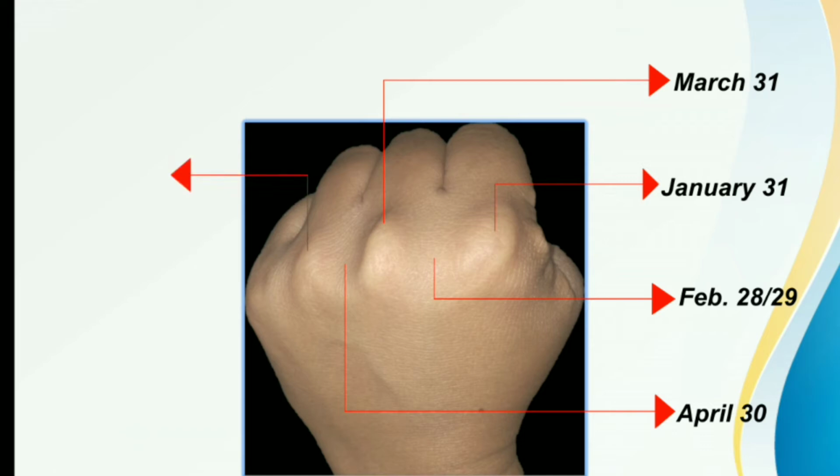Next is for the month of May. And since nasa joint, so that means May has 31 days. Next is for the month of June. So nasa space siya, so that means June has 30 days.